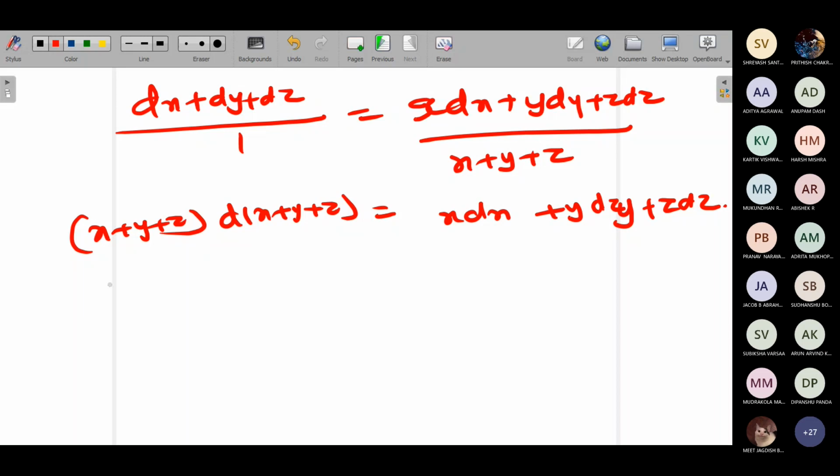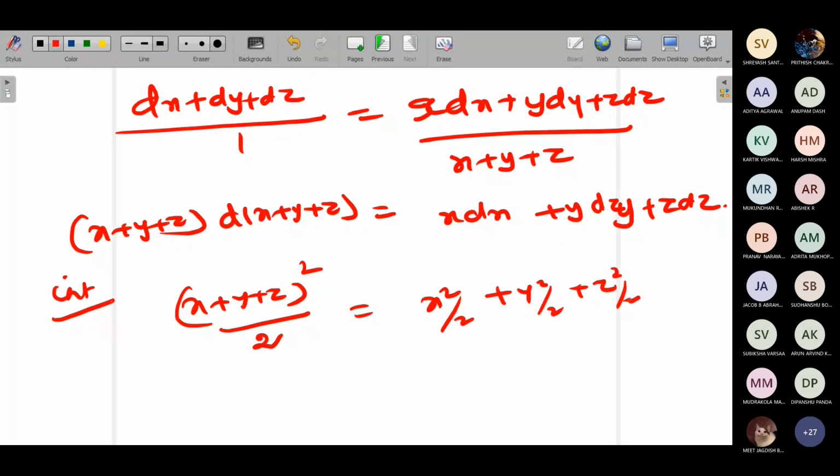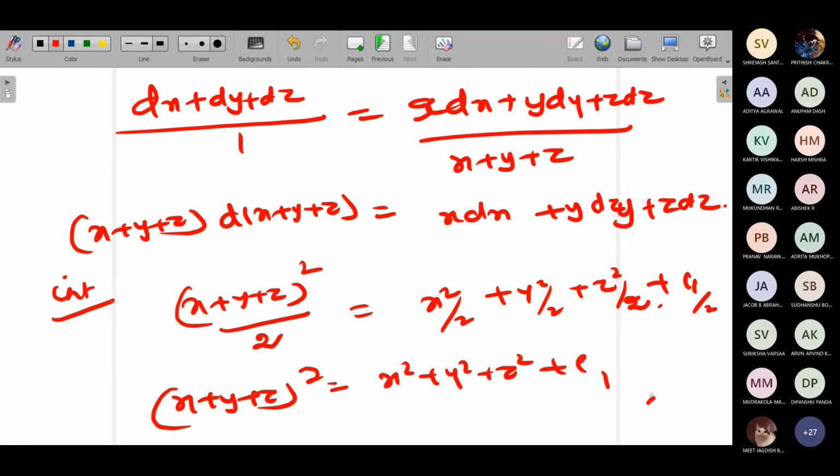Okay, so integrate this. On integration, x plus y plus z the whole square by 2 is equal to x square by 2 plus y square by 2 plus z square by 2 plus the integrating constant some c1 by 2. So you can write it as x plus y plus z the whole square is equal to x square plus y square plus z square plus some c1.